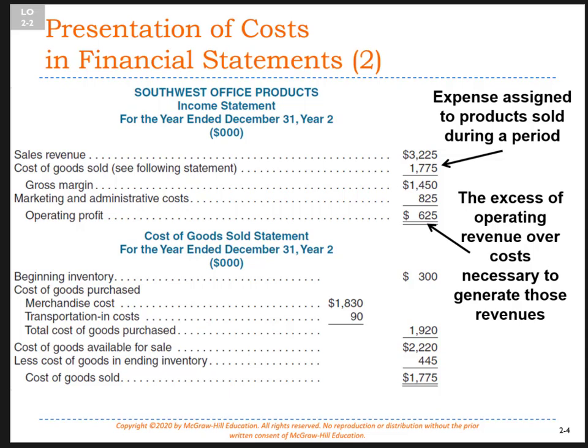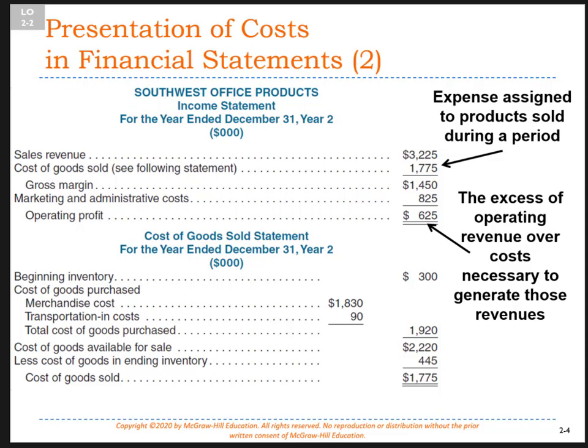All right, and then we subtract out some different marketing and administrative costs to get our operating profit, that is the excess of revenue over the costs that we needed to have, in this case, the expenses necessary to earn that revenue. Now, to get cost of goods sold, all right, you see the calculation, a little bit of the cost of goods sold statement. So you're going to want to pay attention to that, because in our homework, that's one of the things we're going to be doing in terms of calculating. You start with beginning inventory.